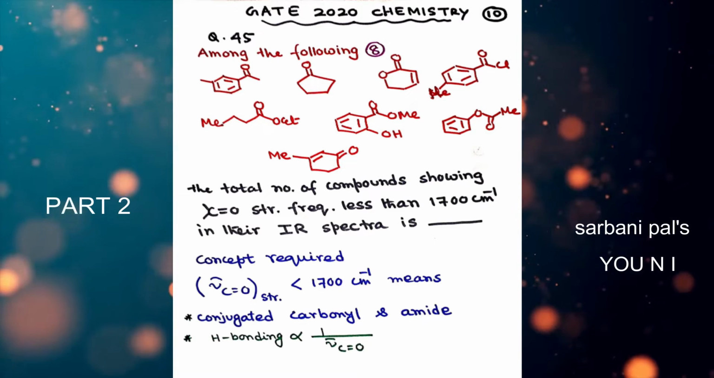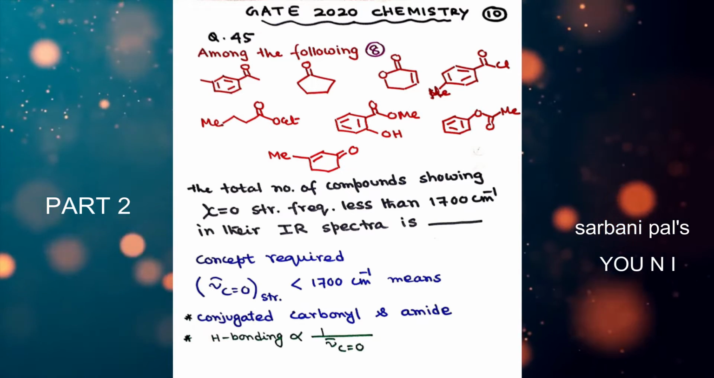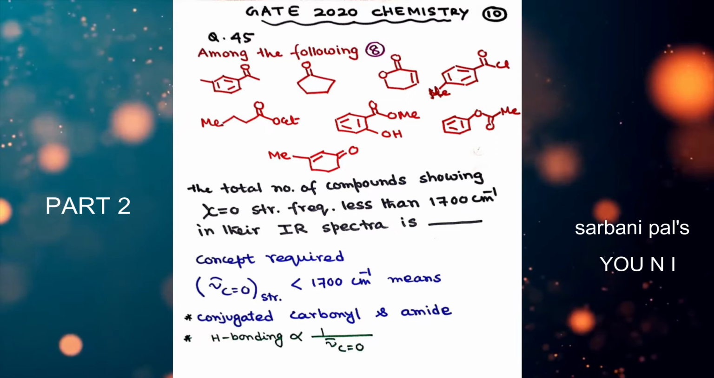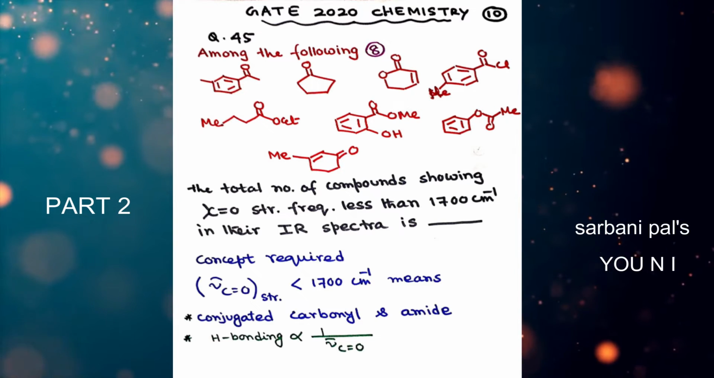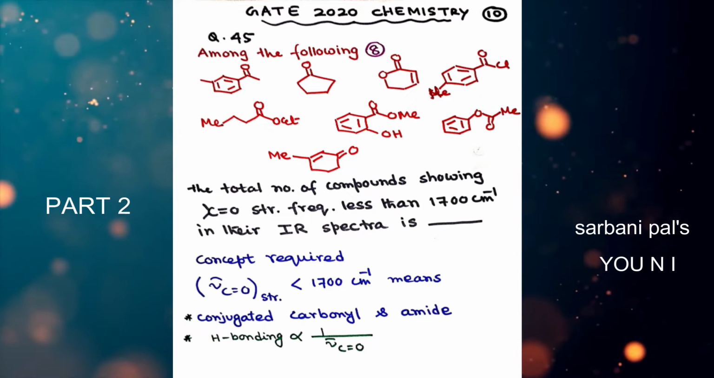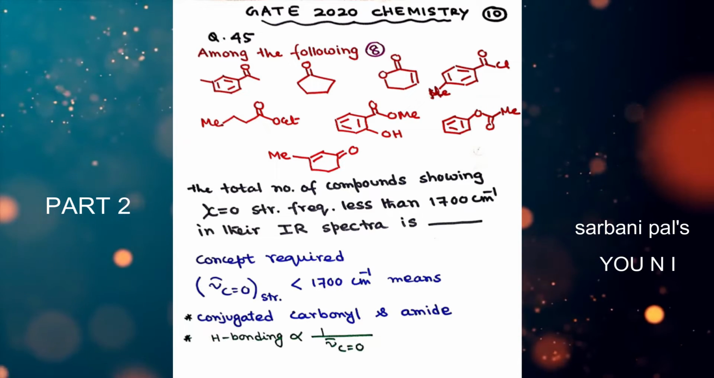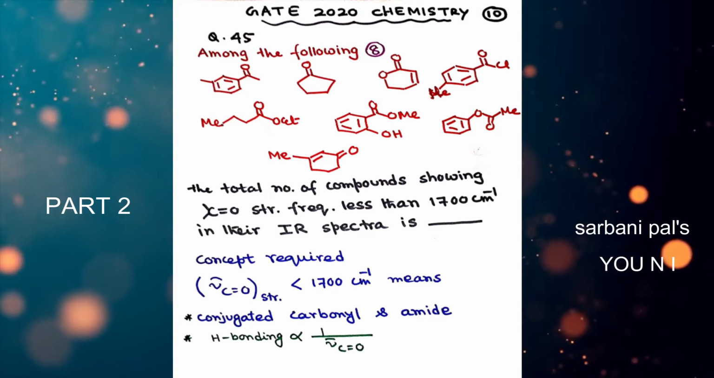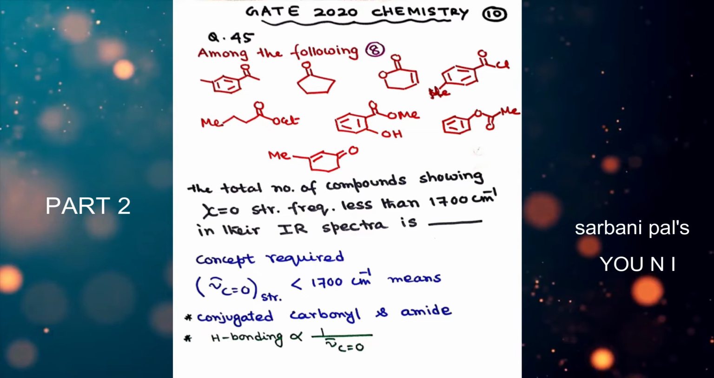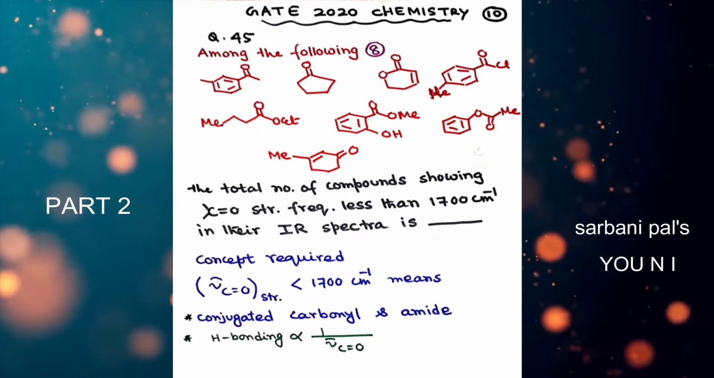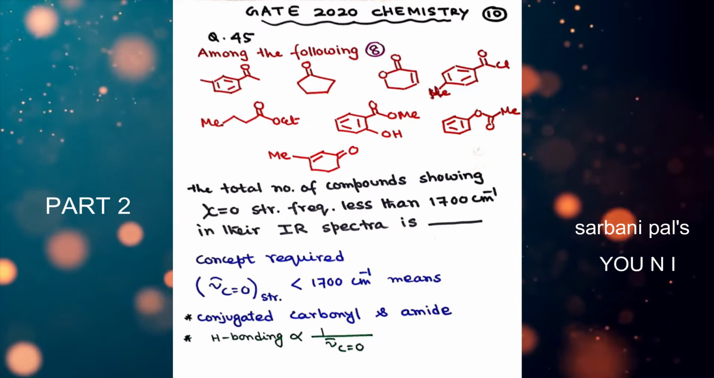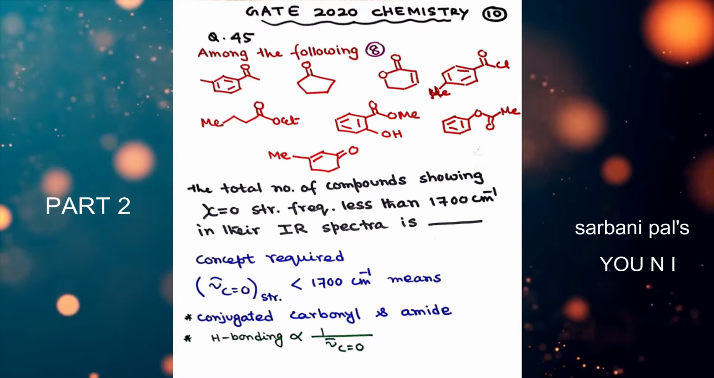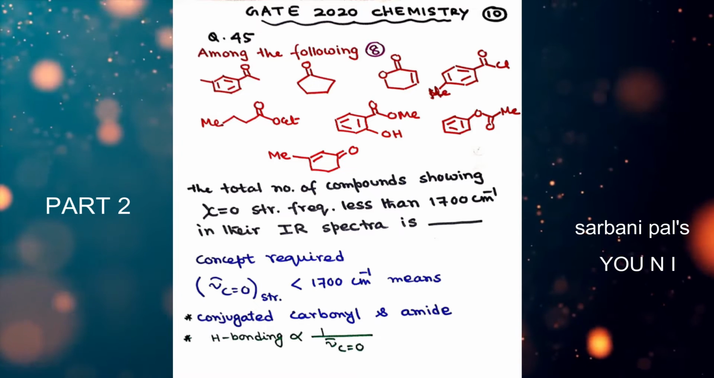Now, in order to answer this, first we have to know what are the C double bond O which shows the stretching frequency below 1700 centimeter inverse. Now, I would like to highlight the 3 cases where usually C double bond O stretching frequency will appear at below 1700 centimeter inverse. Number 1 is if the carbonyl is a conjugated carbonyl. Number 2 is if it is amide. And number 3 is if it undergoes the strong hydrogen bonding.